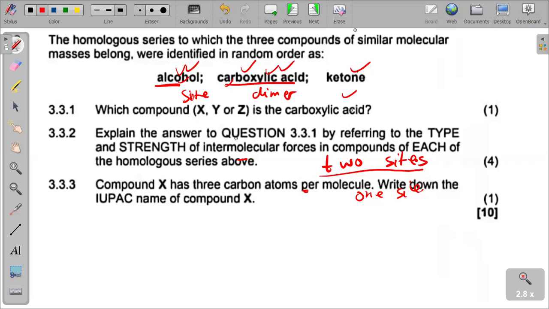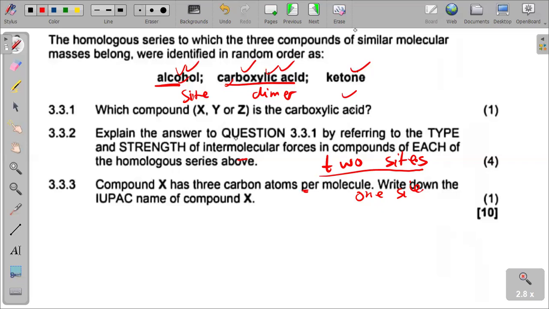Let's go to 3.3. Compound X has 3 carbon atoms per molecule. Write down the IUPAC name of compound X. Remember, compound X is the one with the highest vapor pressure, which means it has the lowest boiling point, because vapor pressure and boiling point vary inversely.